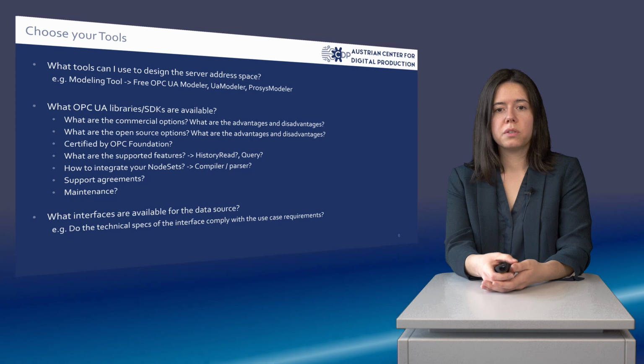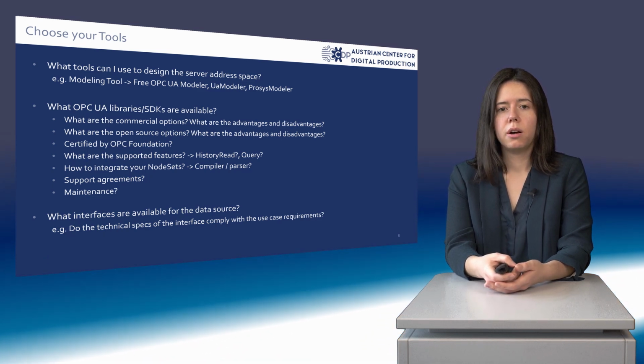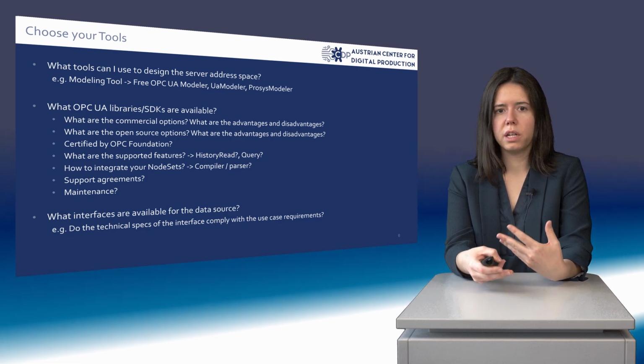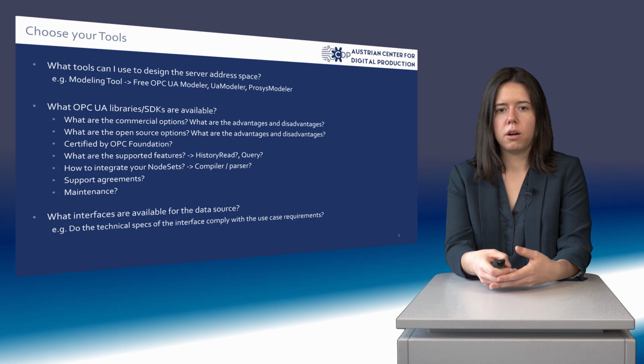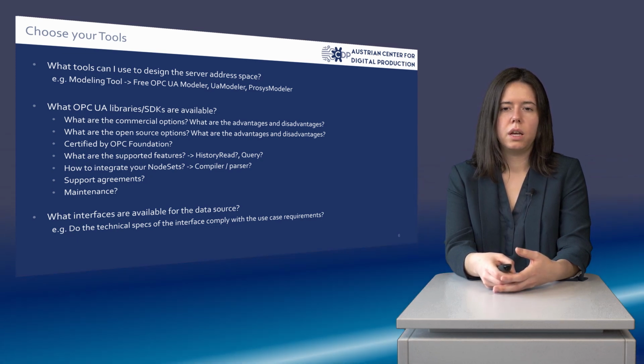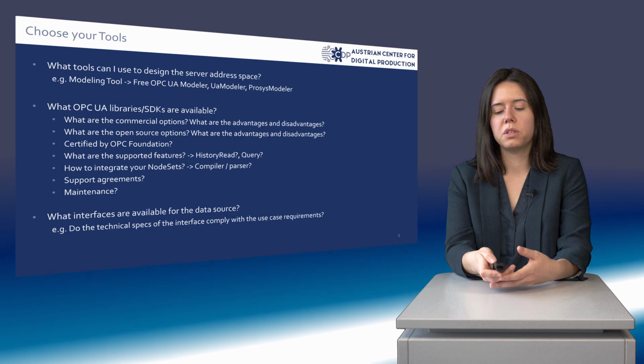Then you should, of course, decide which OPC UA SDK or library you want to use. Here you should get a good overview of open source and commercially available tools and packages, of course with the important advantages and disadvantages. Then it might be interesting whether the SDK or library has already been certified by the OPC Foundation.